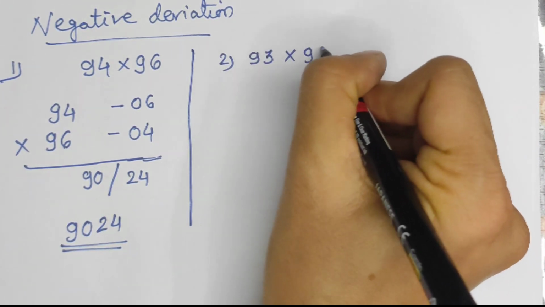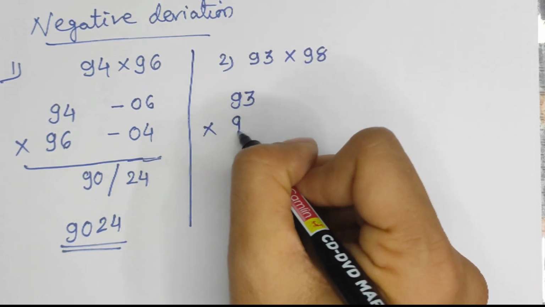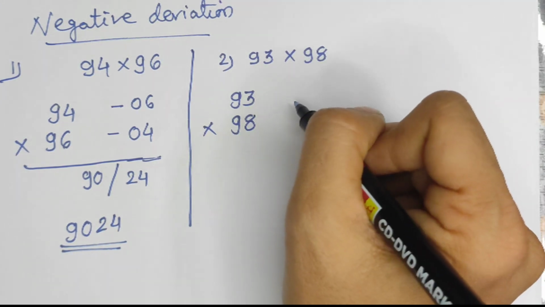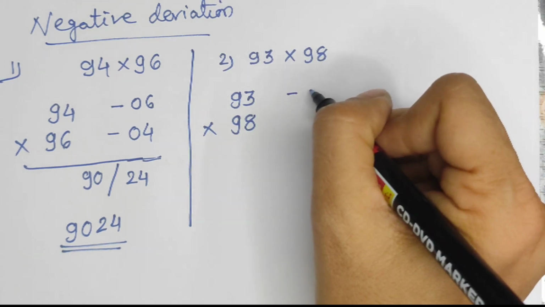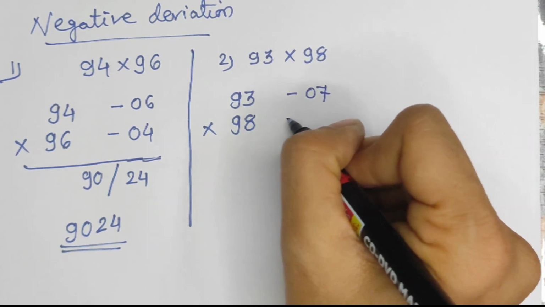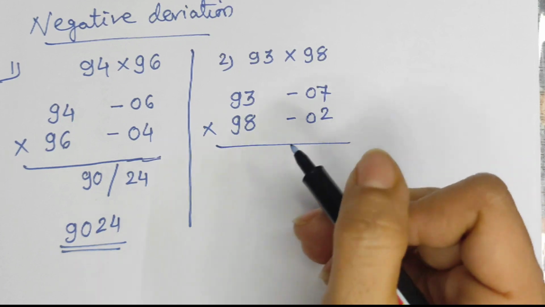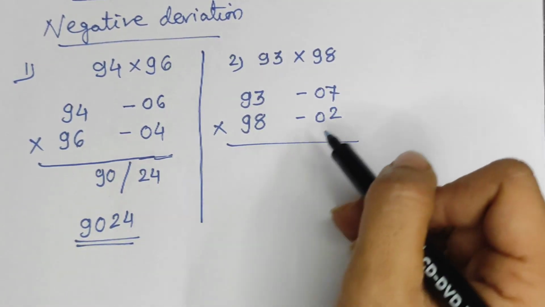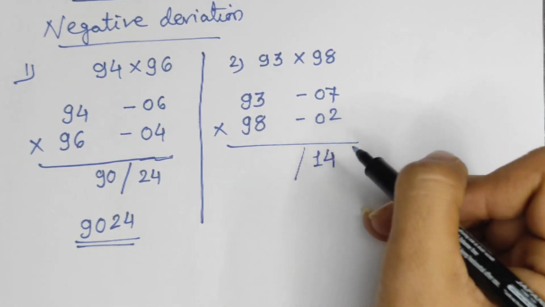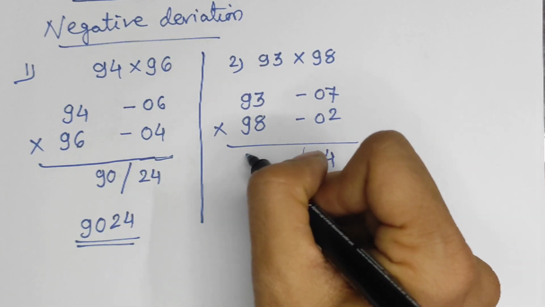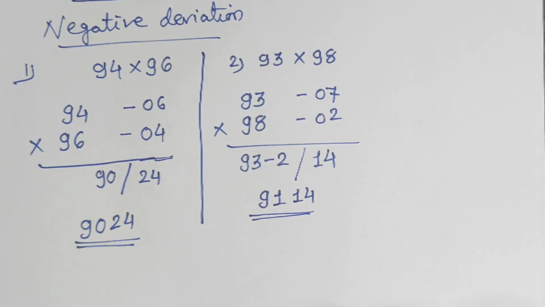Another example, 93 multiply 98. We write down the numbers 93 and 98 and their deviations: minus 07, and 100 minus 98 gives minus 02. We can do the calculation: 7 times 2 is 14, and 93 minus 2 gives 91. Answer: 9,114.